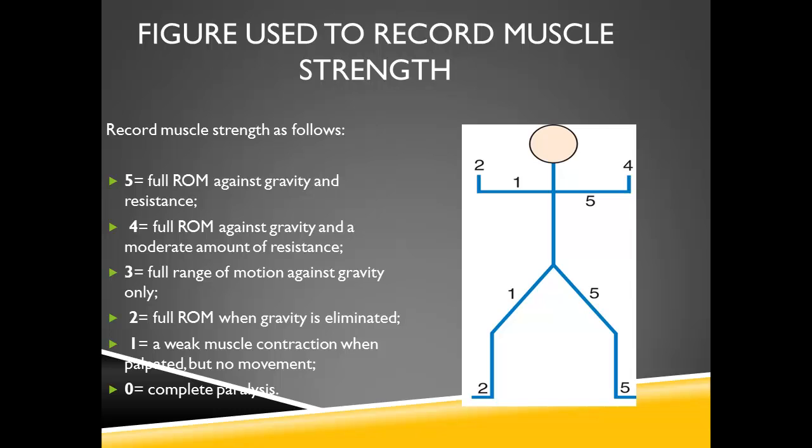Recording muscle strength as follows: 5. Full range of motion against gravity and resistance. 4. Full range of motion against gravity and moderate amount of resistance. 3. Full range of motion against gravity only. 2. Full range of motion when gravity is eliminated. 1. A weak muscle contraction when palpated but no movement. 0. Complete paralysis.